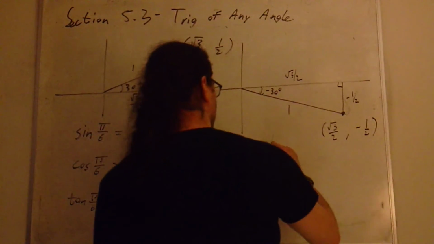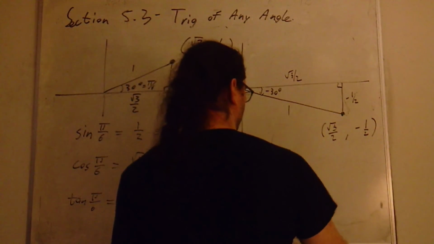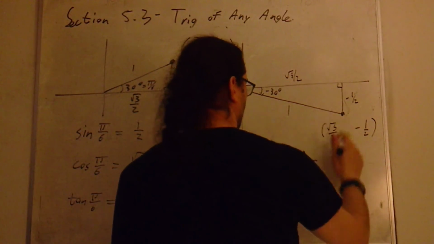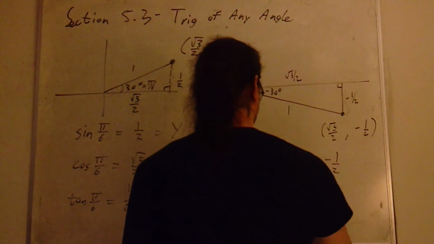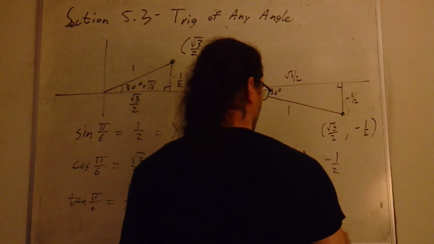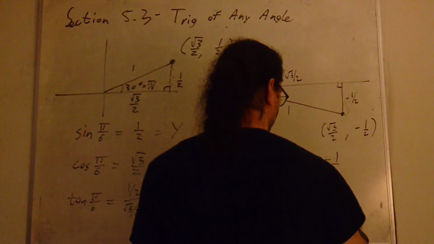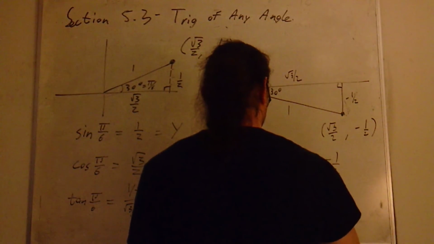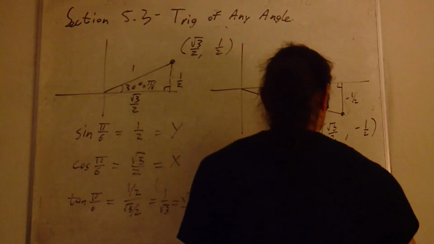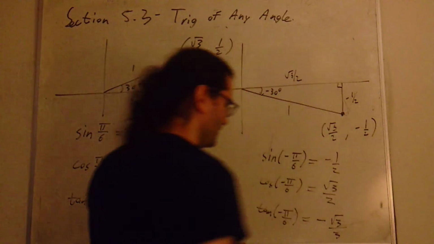So now we can see that the sine of negative pi over 6 should be negative 1/2. The cosine of negative pi over 6 should be positive root 3 over 2. And the tangent of negative pi over 6 should be negative root 3 over 3.